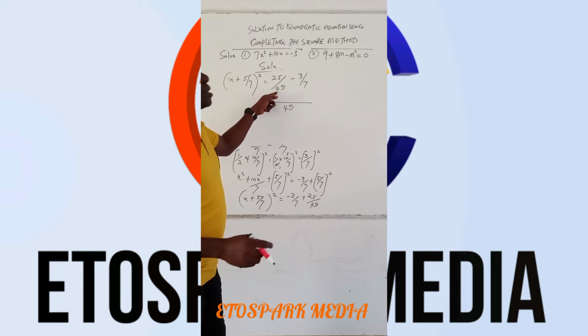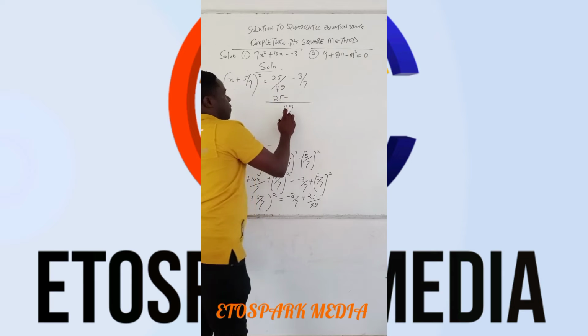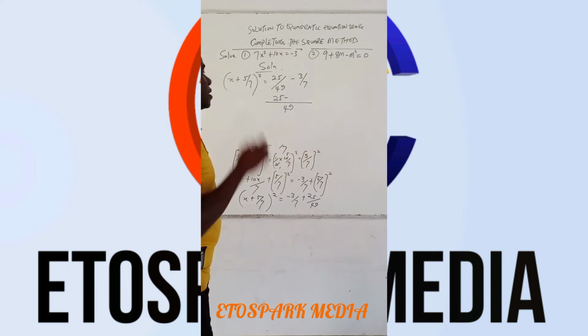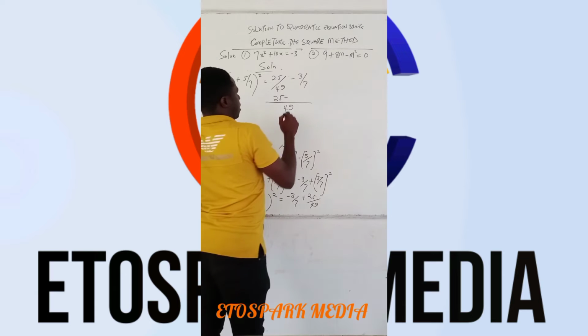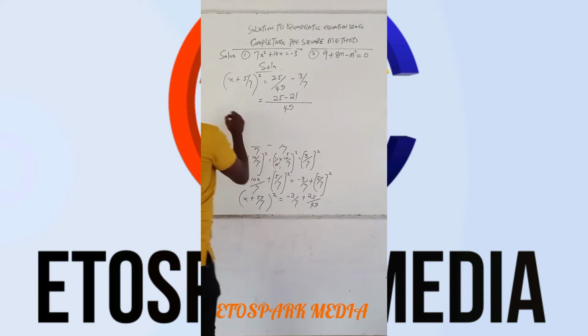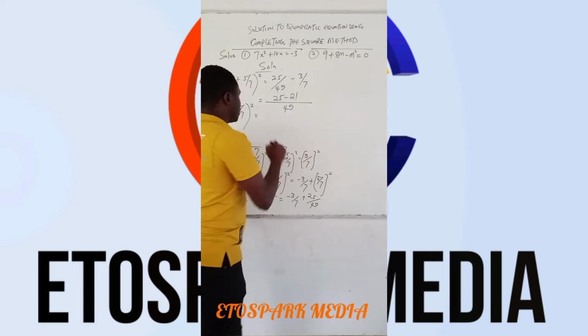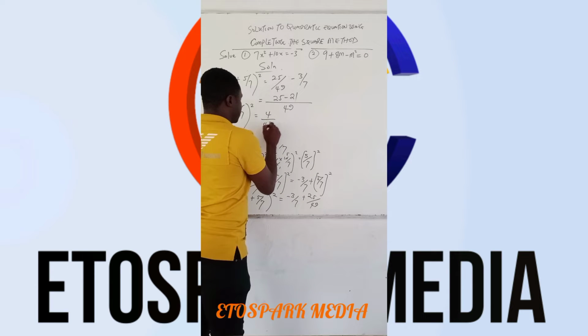49 by 49 is 1. 1 times 25 is 25. Minus 49 divided by 7 is 7. 7 times 3 is 21. So we have x plus 5 over 7 all squared equals 25 minus 21, which is 4 over 49.